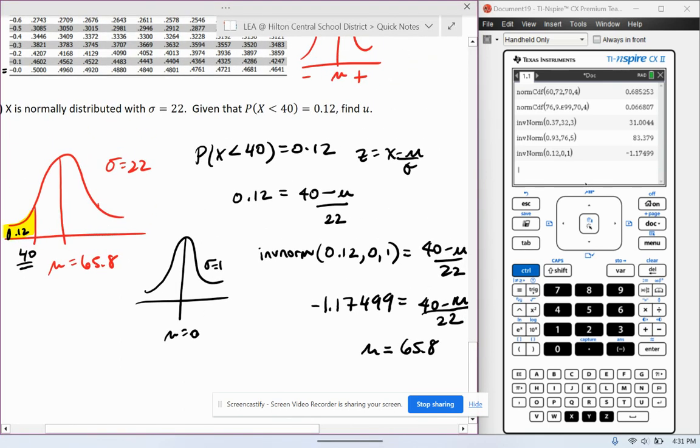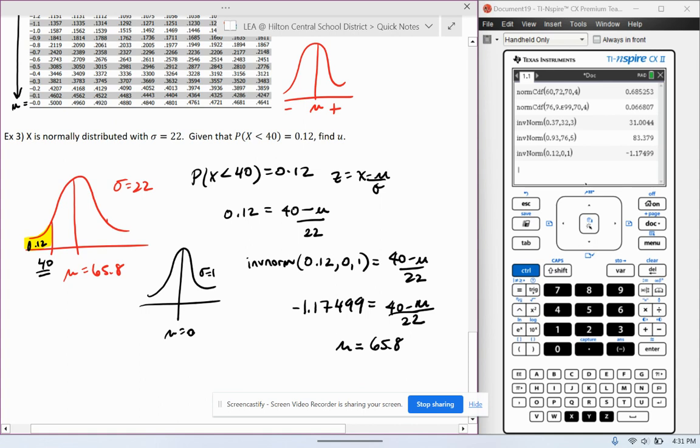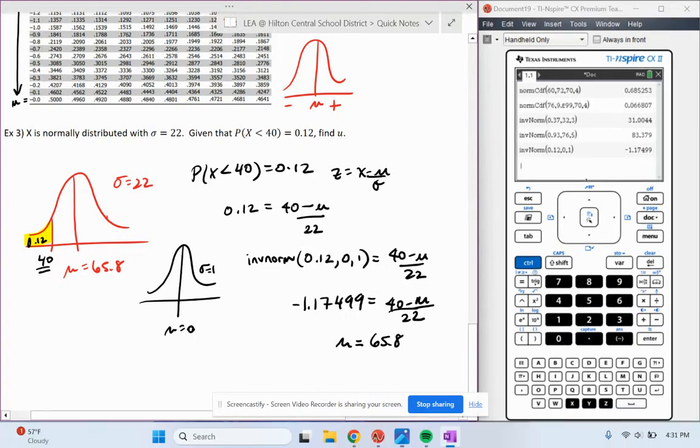So the mean here is 65.8. If any of this was too fast, that's okay. We're going to do tons of examples in class. I just wanted to give you a huge overview of what is actually occurring.